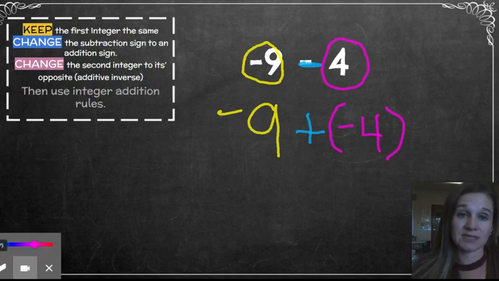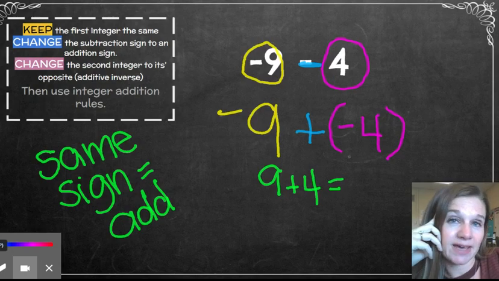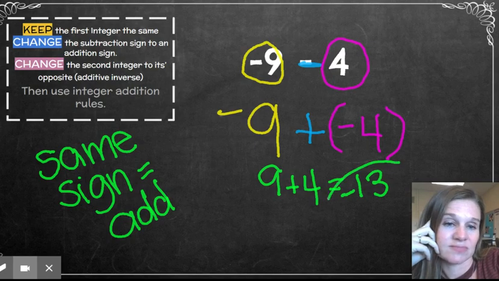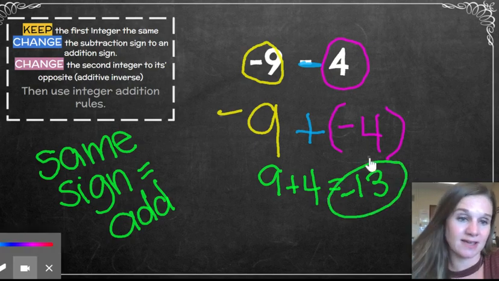If we think about their signs, we've got a -9 and a -4. Because they're the same sign, we're going to add those two numbers together. When I add 9 plus 4, I'm going to get 13. And because both of them are negative, -9 and -4, I want to keep this as a negative. So the answer is -13.